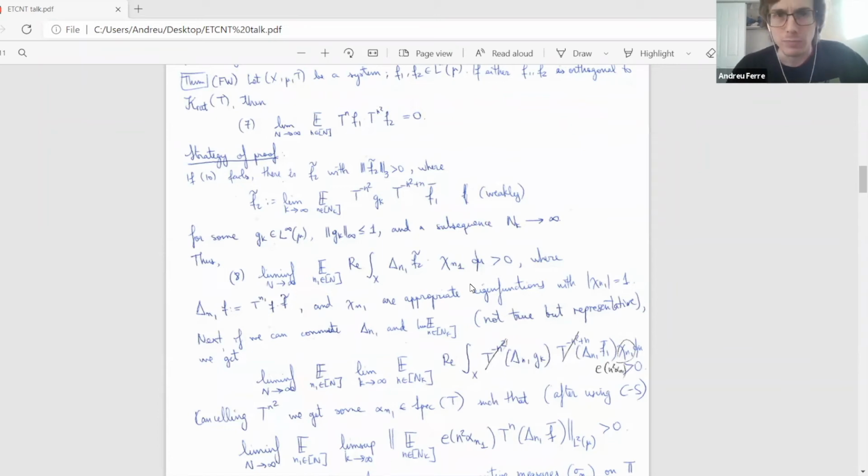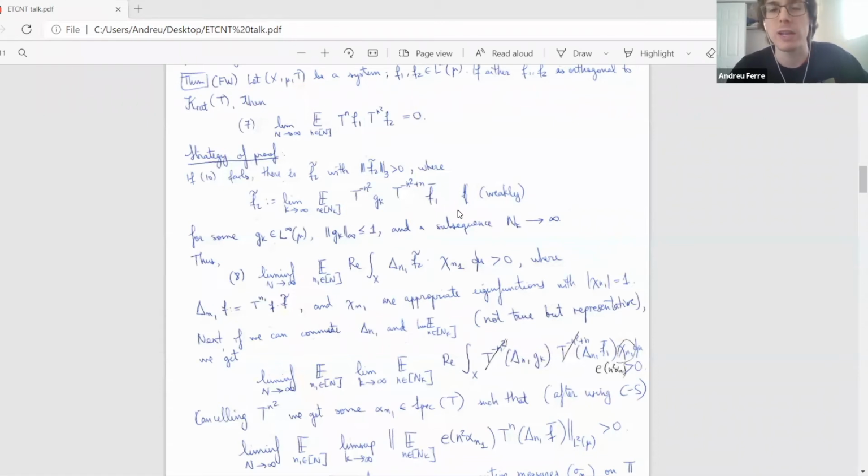We're actually going to restrict our attention to the ergodic case. This is just a strategy of the proof, so I'm not going into the precise details. And because we're restricting ourselves to the ergodic case, the eigenfunction can be assumed to take values in the unit circle.